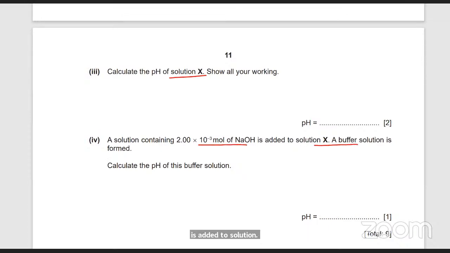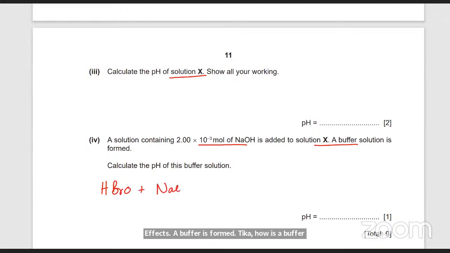Now a buffer is being formed. A solution of NaOH is added to solution of X. A buffer is formed. Okay, how is a buffer formed? Because HBrO will react with the NaOH. So what will it form? The H plus 1 and the OH ions will react together to form water. They'll get neutralized. And the rest, that's going to be NaBrO.